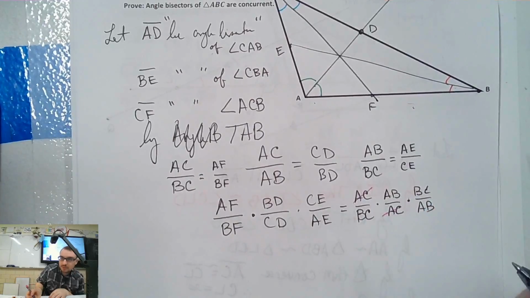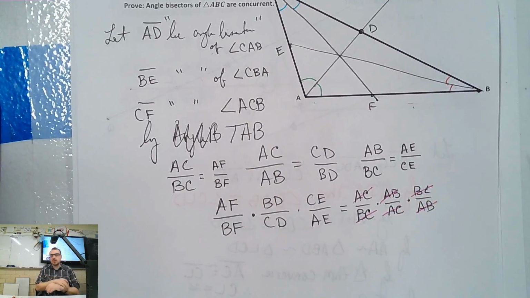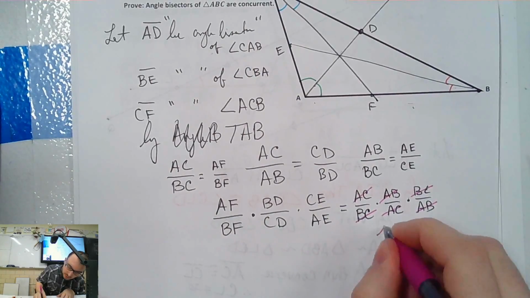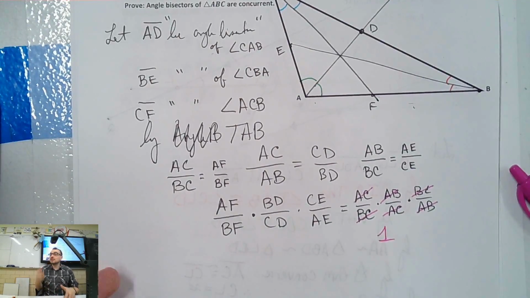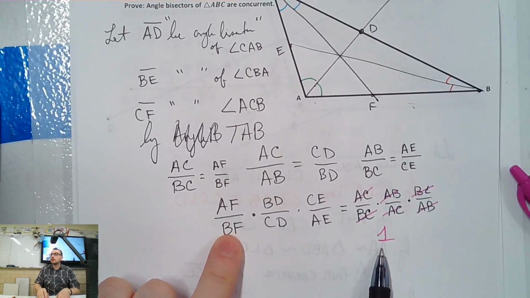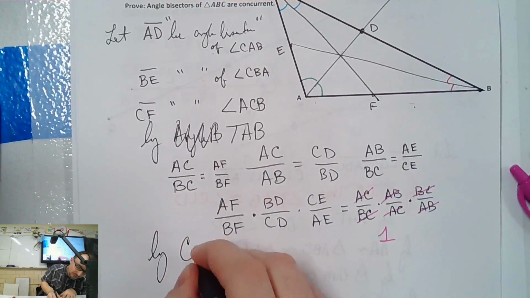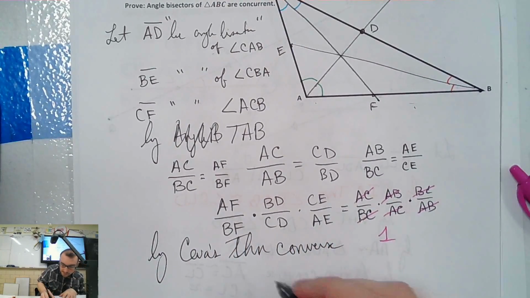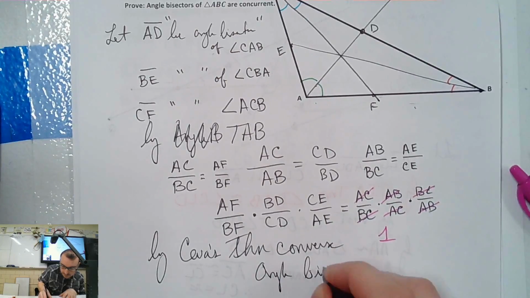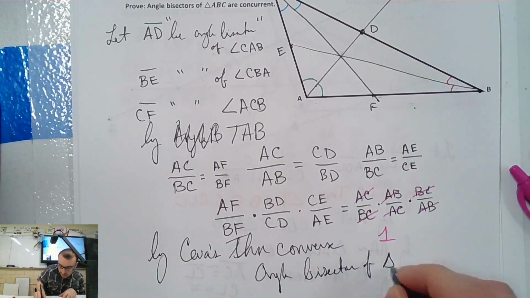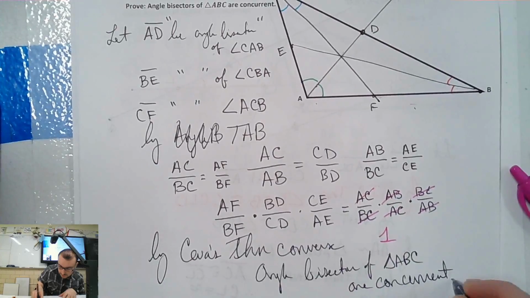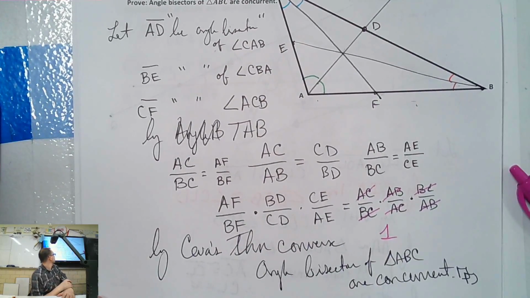AC divided by AC is 1. AB divided by AB is 1. And BC divided by BC is 1. This is why it's important to write in alphabetical order. It's easier to see if they cancel if they're the exact same thing, right? So all of that is 1. So by Ceva's theorem's converse, it says if we have this equaling 1, right, then they're concurrent. So I'm going to say by Ceva's theorem's converse, angle bisectors of triangle ABC are concurrent. And we're done.